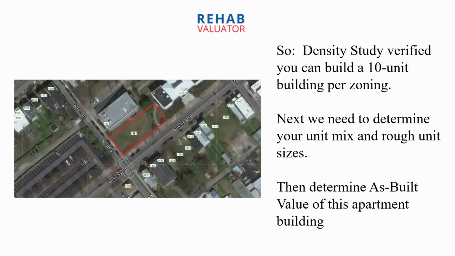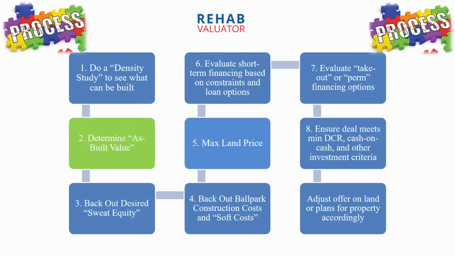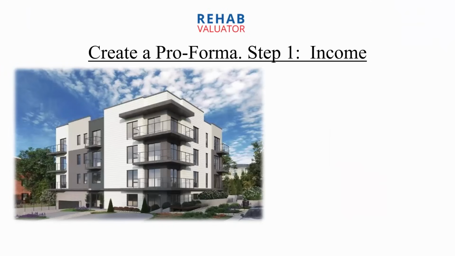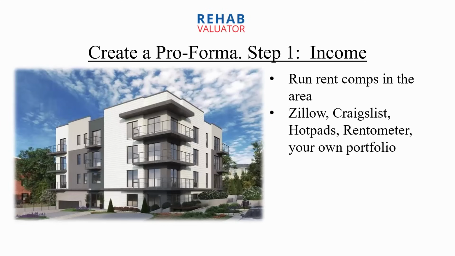So I'm going to determine the unit mix and rough unit sizes. Then we're going to determine the as-built value of this apartment building. So now we're in step 2, determine as-built value. Step 1, I'm going to create a pro forma. I'm going to run rent comps in the area. I can get rents from Zillow, from Craigslist, from HotPads, from Rentometer, or you can get them from your own portfolio if you already own some units in this market. We typically pull rent comps from our own portfolio because we typically have a really good quality product and our rents are often higher than comps. So, 10 apartments.